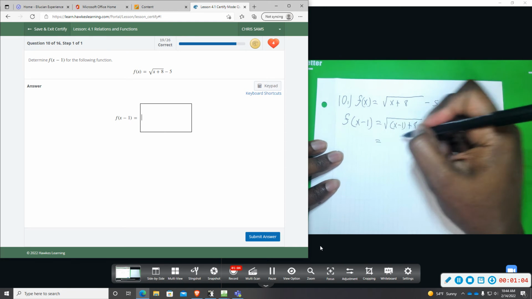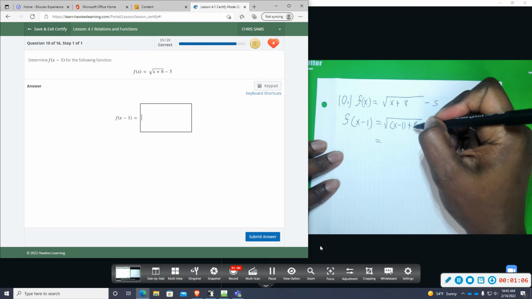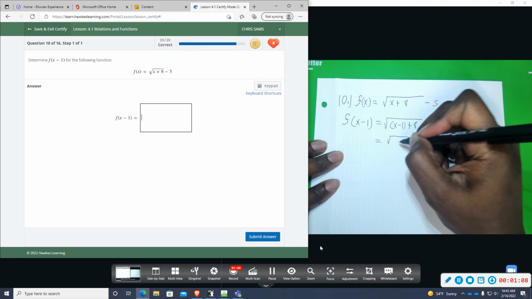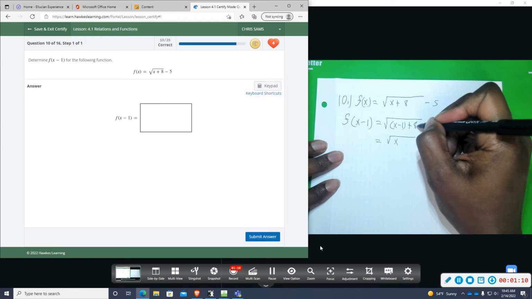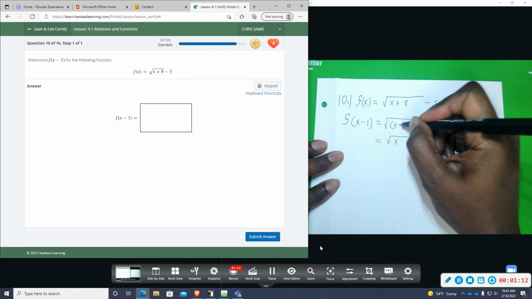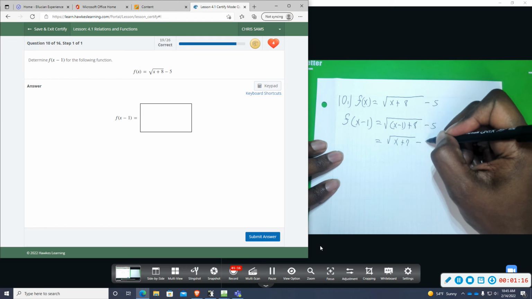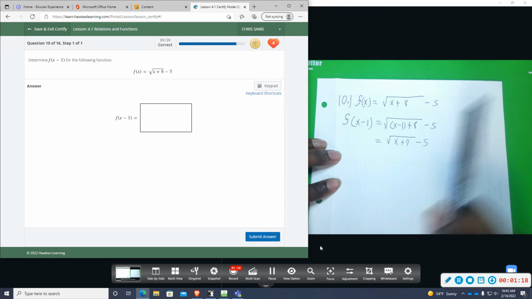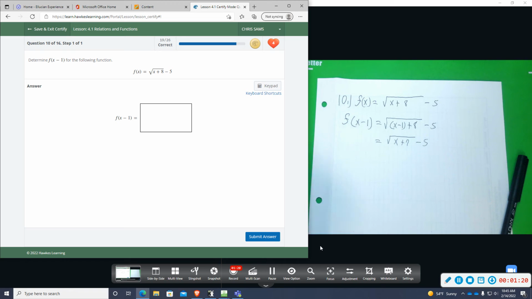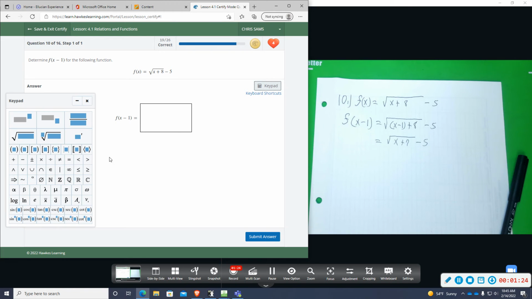So underneath, we're going to have square root of x, and then 1 take away 8. You can't do anything in parentheses. It's going to give us a positive 7, and then the minus 5 is unaffected. So this is the result. Square root of x plus 7, and then minus 5 outside.